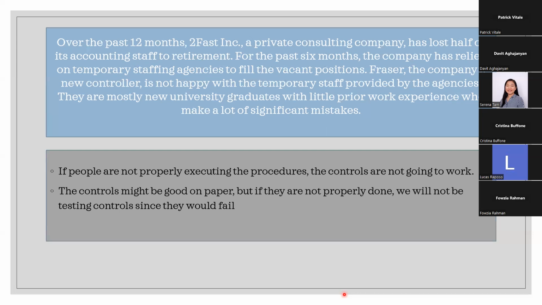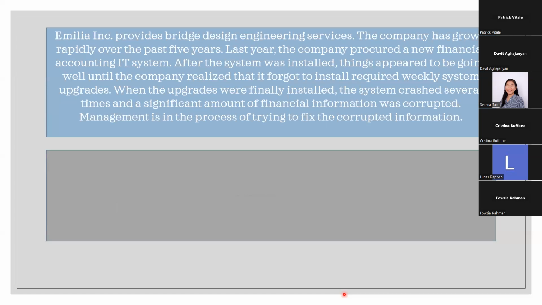Okay. If people are not properly executing the procedures, the controls are not going to work. Controls might be good on paper, but if they're not properly done, we will not be testing controls, since they would fail. That's why we take the substantive approach.